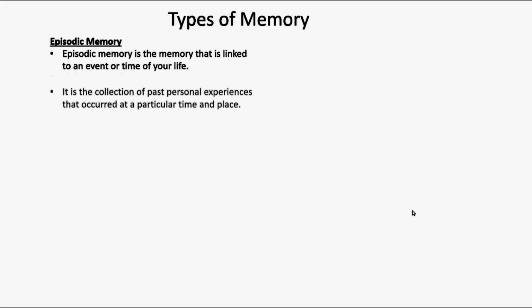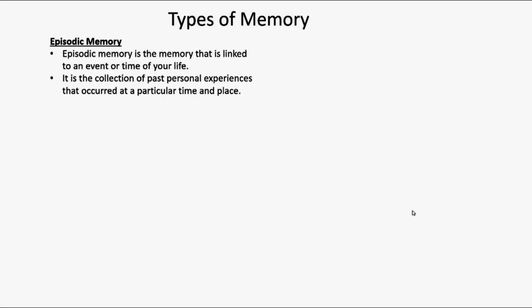Two different types of memory. First type is episodic memory. Episodic memory is the memory that is linked to an event or time of your life. It is a collection of past personal experiences that have occurred at a particular time and place.